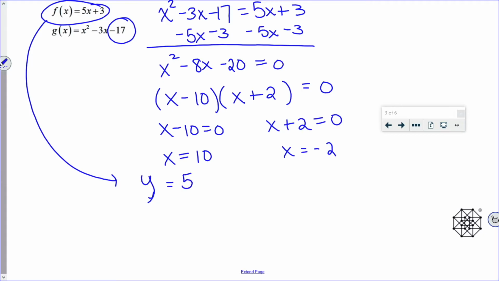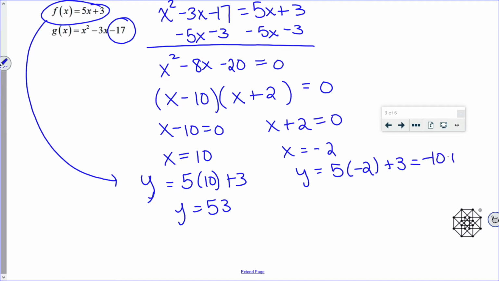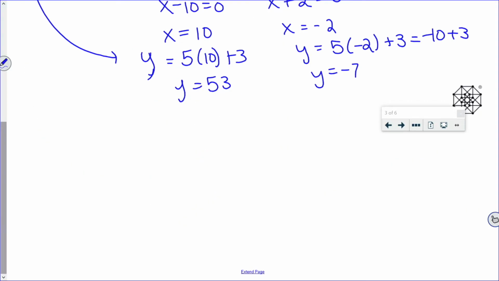y is equal to 5 times 10 plus 3. That's going to be y = 53. And in this case, it's going to be y = 5 times negative 2 plus 3. That's negative 10 plus 3, and that's y = −7. And so at the end of the day, my two intersection points are (10, 53) and (−2, −7).